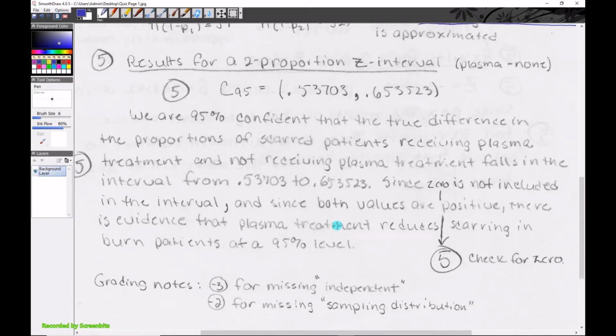And most people who missed points in this section did not check for 0. You've got to do it. And it's not included, and since both values are positive, and since I did note the order of the subtraction, there is evidence that plasma treatment reduces scarring in burn patients at a 95% level.